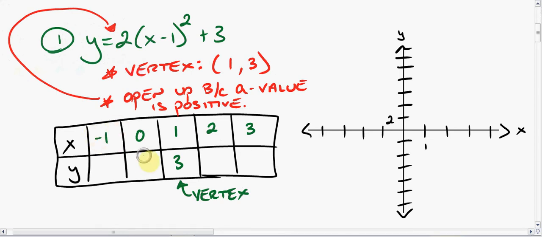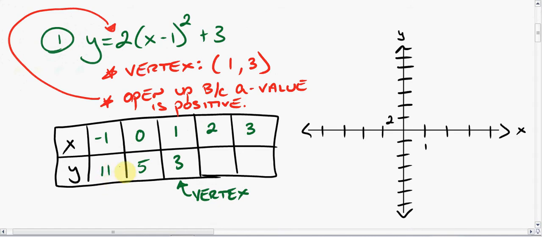Lastly, to find the y values, we simply do a little bit of mental math. Plug the value of x in. I'll plug in 0 first. 0 minus 1 is -1. -1 squared is positive 1. Positive 1 times 2 is 2. 2 plus 3 gives me 5. Then I'll plug in -1. -1 minus 1 is -2. -2 squared is positive 4. 4 times 2 is 8. 8 plus 3 is 11.